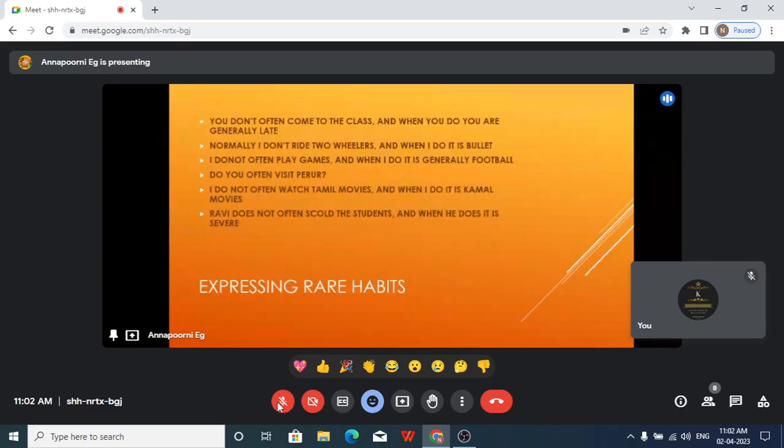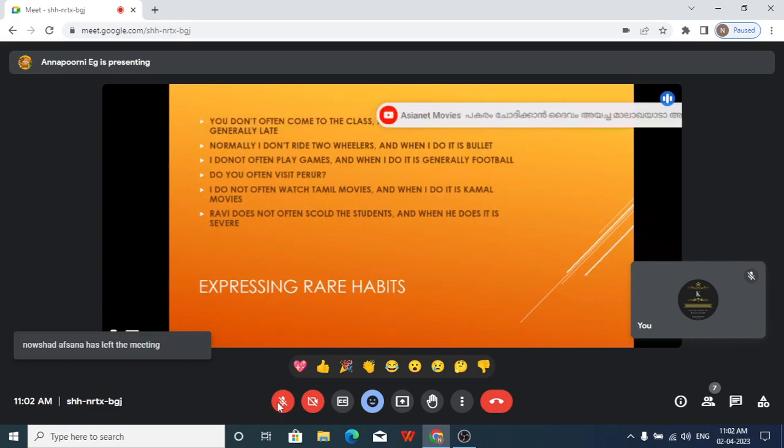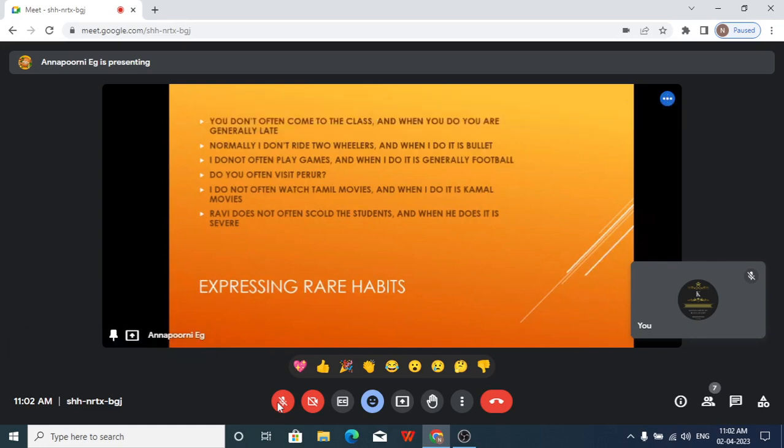So whenever he or she comes to the school, he is late or she is late. So this is called expressing rare habit. So what is the rare habit of the boy here? Coming to school, or here it is mentioned as class, right? Coming to the class. That is the rare habit of the student, and that rare habit is mentioned here.